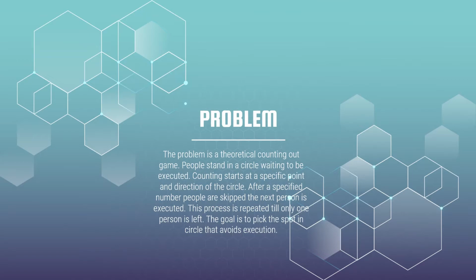The Josephus problem that we're concerned about is a theoretical counting game. The standard approach is that a group of people stand in a circle waiting to be executed. Counting starts at a predetermined point and goes in a predetermined direction. And you skip a certain number of people ranging from 2 to K, and after that many people are skipped, the next person is executed. This process repeats itself until there is only one person left, and the goal is to pick the spot in the circle that avoids being executed so that you survive and everyone else dies.